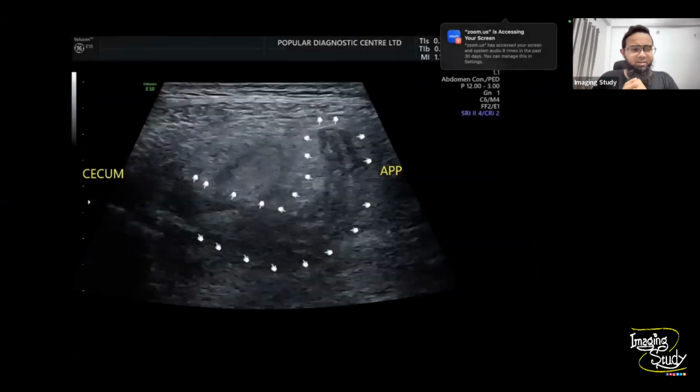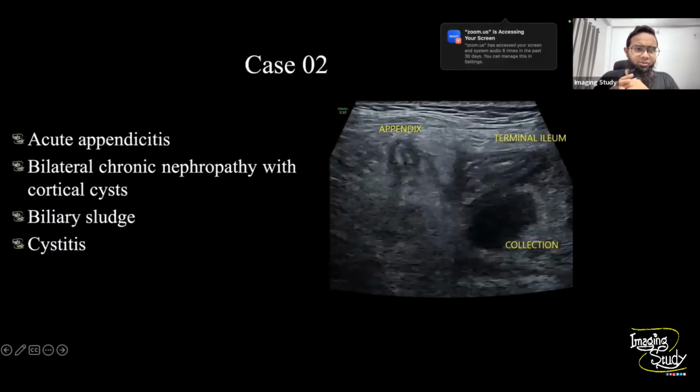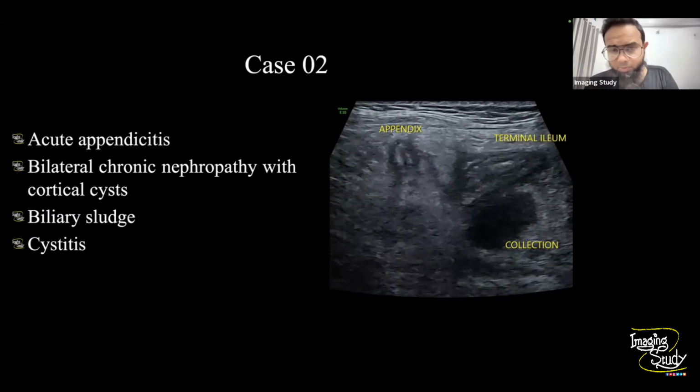Okay, so here's the picture, the complete picture of the acute appendicitis, and the appendix is entering into the cecum. So this is a case of acute appendicitis with bilateral chronic nephropathy having cortical cysts. We found biliary sludge and cystitis as associated findings.